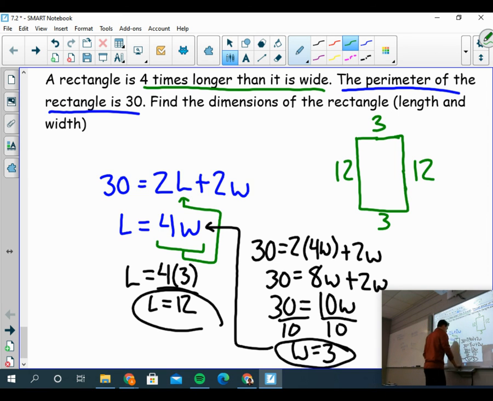We've met our criteria. So hopefully this provides you some insight on some real-world solving with substitution. Good luck as you transition now into your practice.